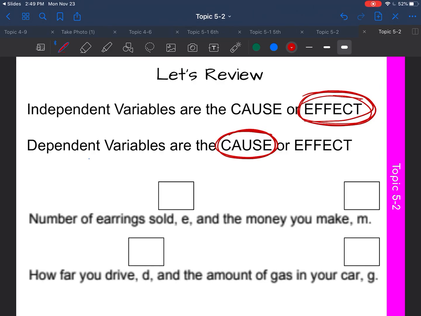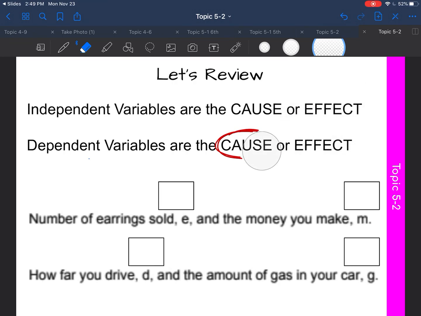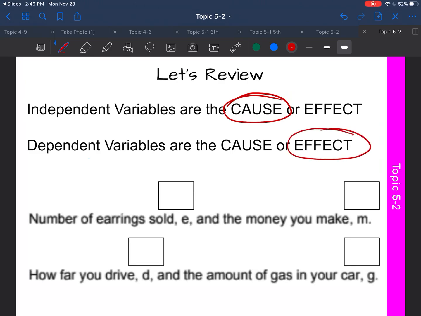So the number of earrings, I'm sorry, I mixed that up. Okay, so let's look at this. Let's review. It says independent variables are what stand alone. So the independent variable is the cause. It stands alone. And the dependent variable is what is affected. So it's the effect. Okay, so the independent variable is the cause. The dependent variable is the effect.